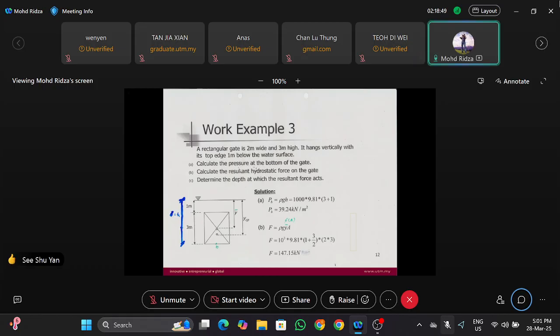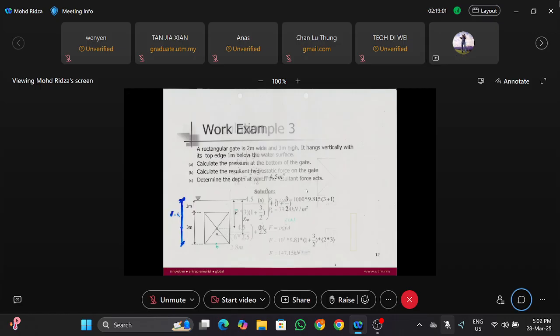TOC, okay? Rho G HCA, very clear. Find your HC and then it's clear. And then if the question is to determine the depth at which the resultant force X, so we want to know where the force is acting.